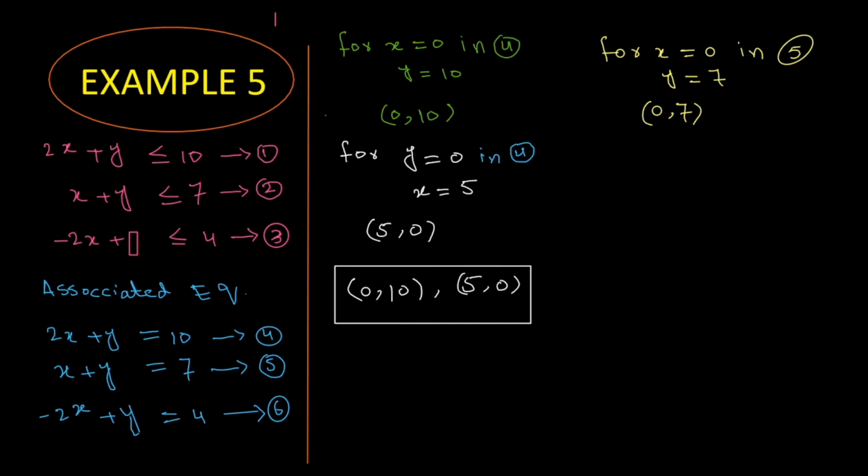Okay, this is our point. And if I take y is equal to 0 in 5, if we put y is equal to 0 over here, then it means that x is equal to 7. So our point is (7, 0). Okay, so the corresponding points are (0, 7) and (7, 0).